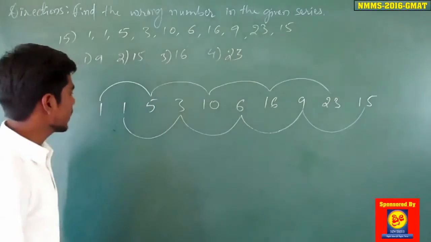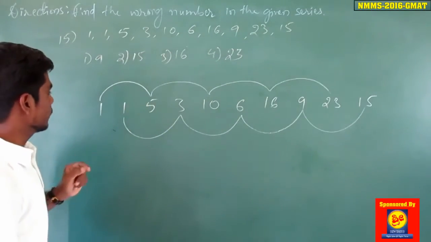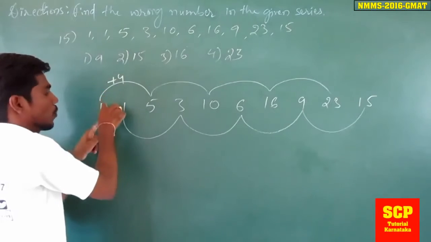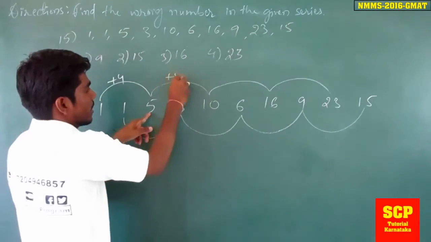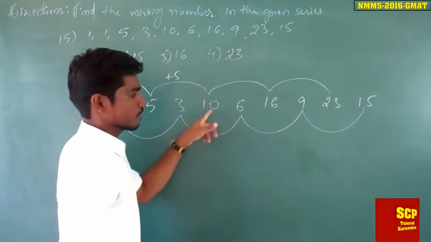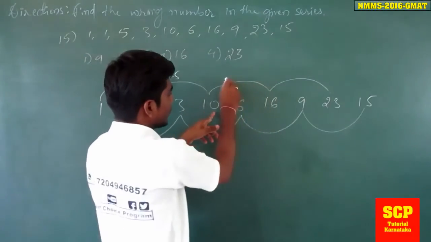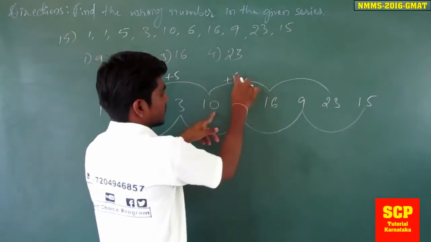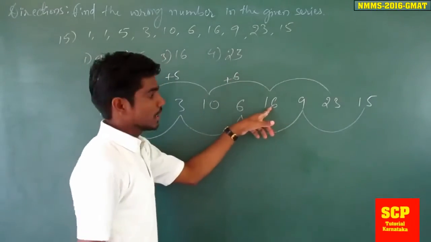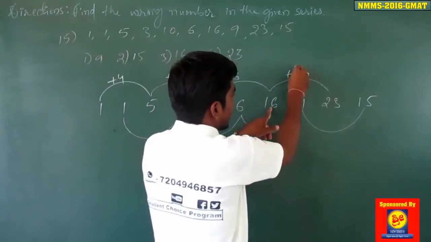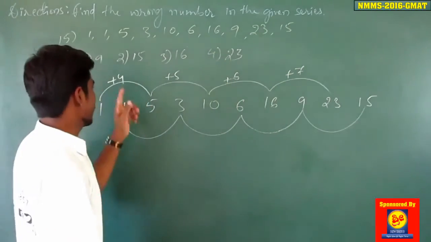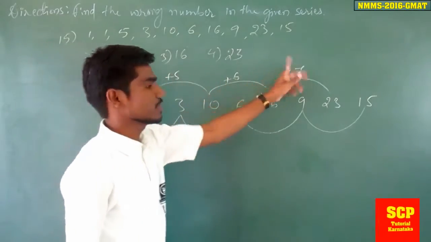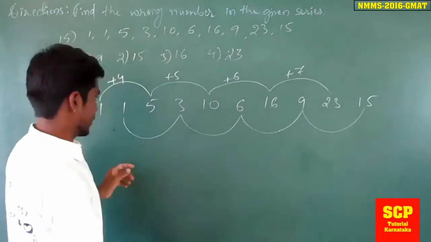Okay. Now 5 is obtained when I add 4 to 1, that is 1 plus 4, 5. To get 10, let me add 5, 5 plus 5, 10. To get 16, let me add 6, 10 plus 6, 16. To get 23, let me add 7, that is 16 plus 7 is what? 23. That is plus 4, 5, 6, 7. Now look at over here.